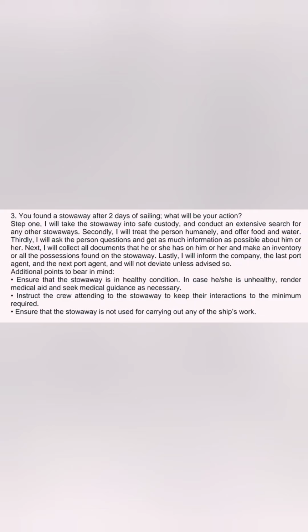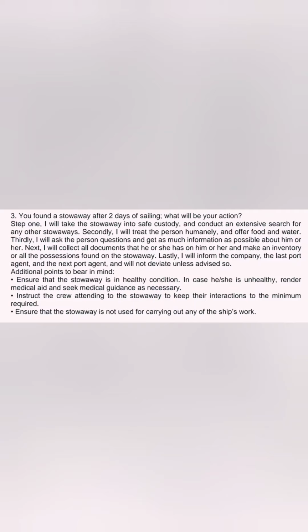Next, I will collect all documents that he or she has on him or her and make an inventory of all the possessions found on the stowaway. Lastly, I will inform the company, the last port agent, and the next port agent and will not deviate unless advised so. Additional point to bear in mind, ensure that stowaway is in a healthy condition.